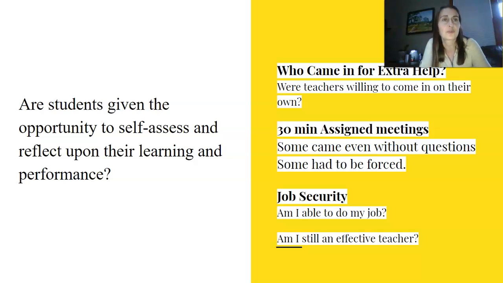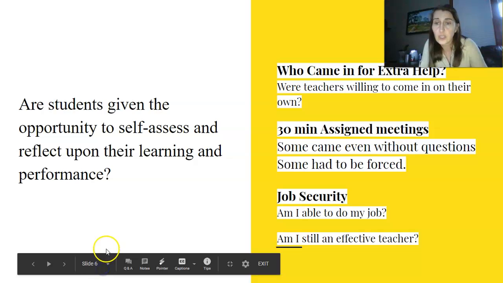Adults were probably performing the same way that students would. Some were resistant. And then honestly, a lot of this is about job security. If our school is struggling, teachers need to show that they are still valuable, even in this situation. So were the teachers able to continue being an effective teacher?